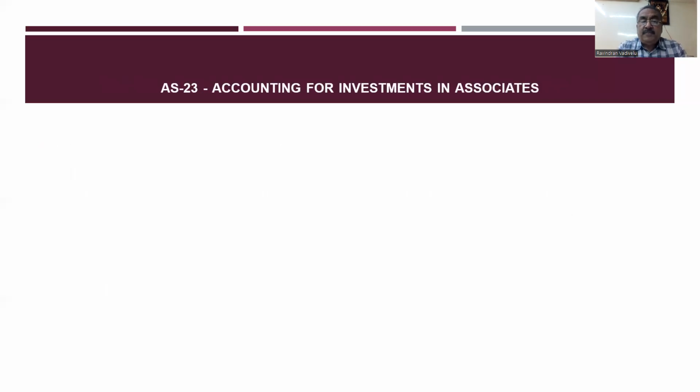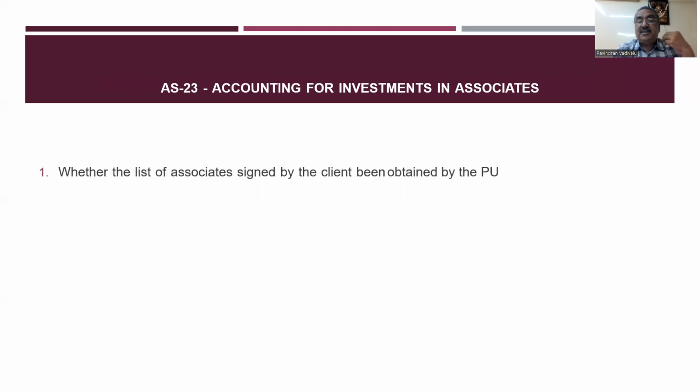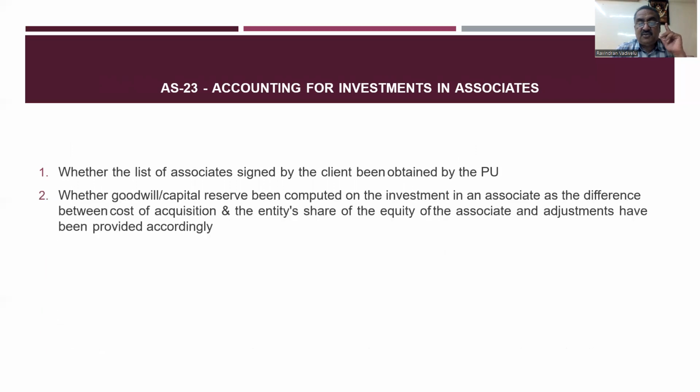Now we are moving to the accounting for investments in associates. So there is a possibility that the holding company can invest in a sister concern or associate concern. So first thing, you have to get the list. The list of associates signed by the client should be obtained by the practicing unit. So anywhere, if it is an associate concern, then the practicing unit first has to get the list of the associate concerns. Whether goodwill or capital reserve has been computed on the investment in an associate concern as the difference between the cost of acquisition and the share of the equity of the associate, and adjustments have been provided accordingly.